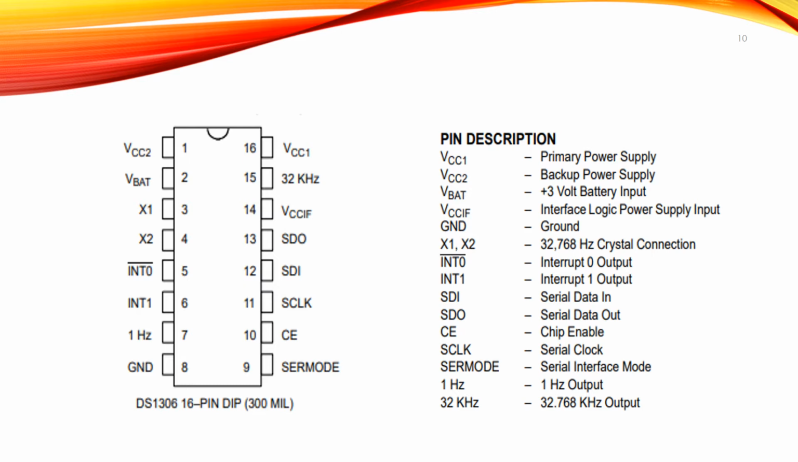Then there is a ground pin, pin number 8. Then SDI and SDO. SDI, serial data in, provides the path to bring data into the chip 1 bit at a time, and SDO is the serial data out. It provides the path to bring data out of the chip 1 bit at a time. The 32 kHz pin is the output pin providing 32.768 kHz frequency, which is always present at the pin.